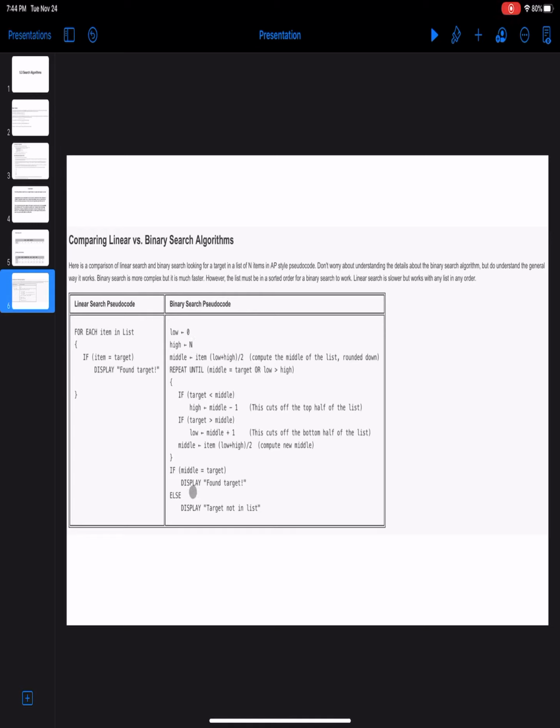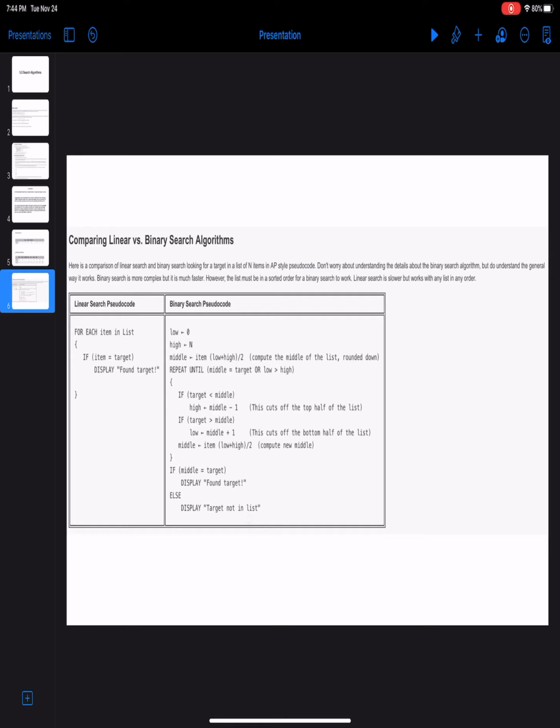And then again, we calculate the new middle point, and we keep going from there. And then we keep narrowing it in until we finally get the middle value is equal to target. And then when it is, we say display found target. Otherwise, that means the low value is greater than high value, which means the number is not present. So we then have to say target is not within the list.